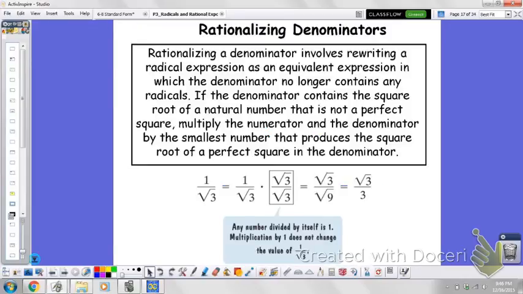So we'll start off today by talking about rationalizing denominators. Now we've done this a little bit in the trig section. Rationalizing a denominator involves rewriting a radical expression as an equivalent expression in which the denominator no longer contains any radicals. So we don't want any square roots in the bottom of our fraction. So in the example we have 1 over root 3. So if we multiply 1 over root 3 by root 3 over root 3, which is, as the note says, just 1, so we're not really changing 1 over root 3. I multiply across the top, across the bottom, I get root 3 over root 9, which is just root 3 over 3.